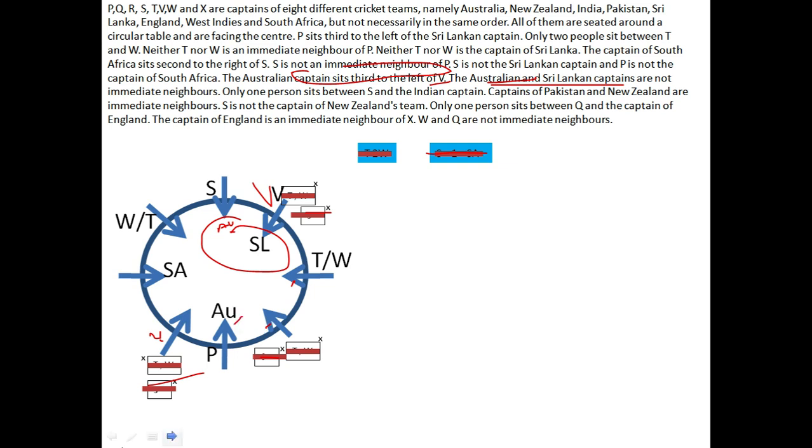Australia has to come here. Okay, so in this way V and Australia has to come here. In this way we have fixed the position of V and Australia as well. Now let's go to the next statement.